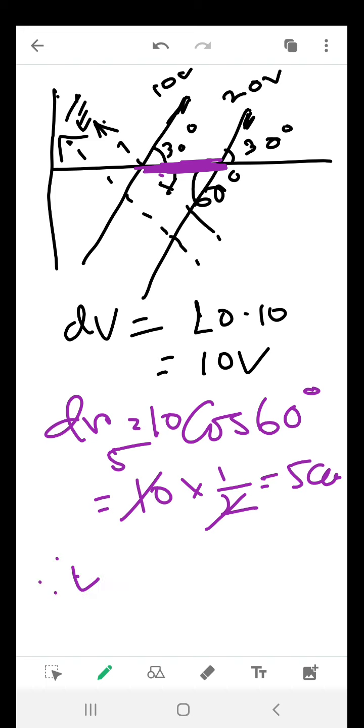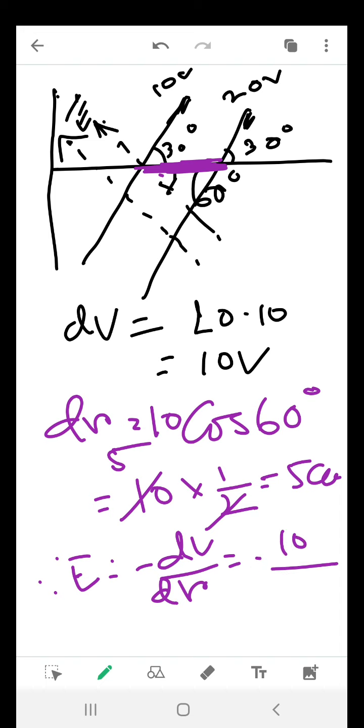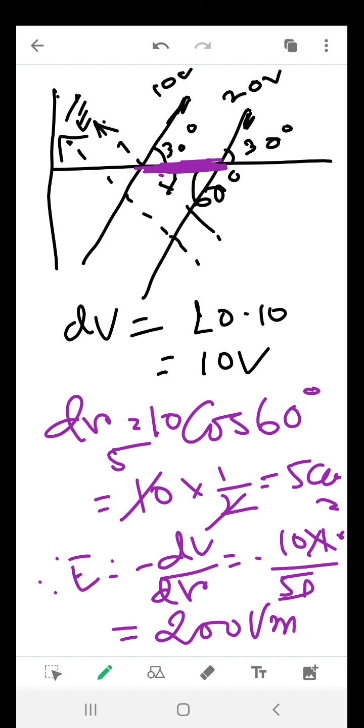Now you have to know the relation. You know the relation E equal to minus dV by dr. That means dV is 10, dr is 5 centimeter, that means 10 divided by 0.05. So if we write the square, we can write 10 square. So the electric field will be equal to 200 volt per meter. Okay, this is the solution of your answer.